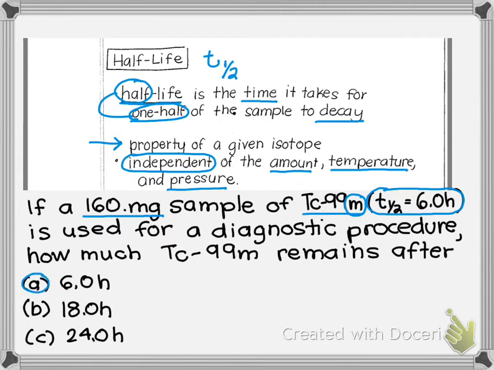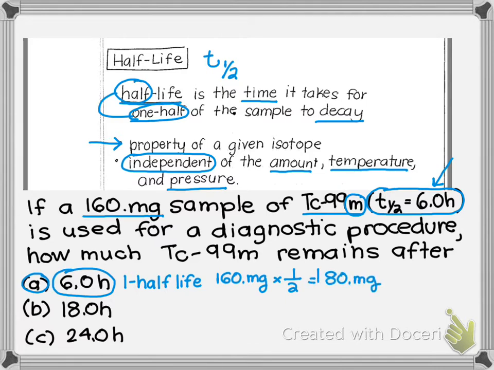So let's look at A. Well, the first time is 6 hours. And 6 hours, if you look here, is 1 half-life. So in 1 half-life, the sample goes down by 1/2. So if I had 160 milligrams, if I multiplied it by 1/2, divided it by 2, then I would have 80 milligrams left. So for this technetium, after 6 hours has passed, 80 milligrams of radioactive isotope will remain.